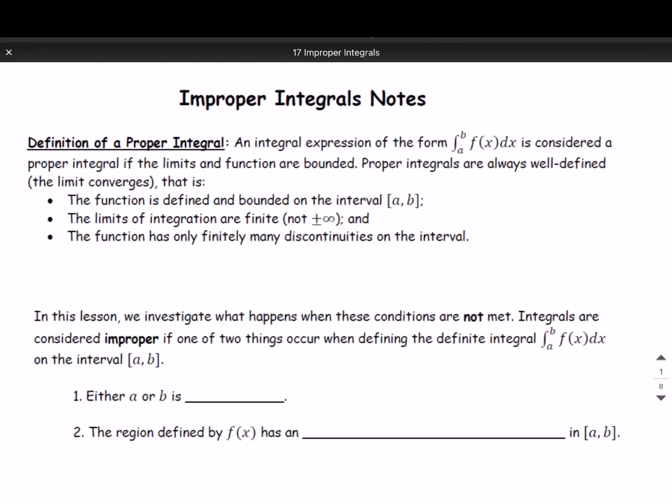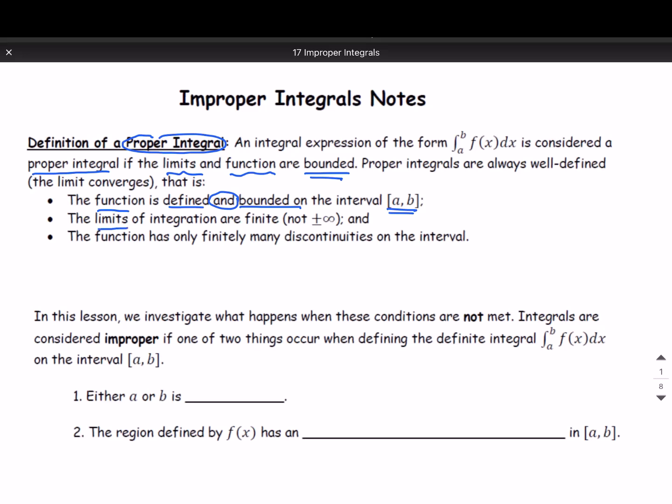Hello, my darlings. So far, up to now, we have always integrated what's called a proper integral, okay? An integral expression of the form, the integral from a to b of f of x dx, is considered a proper integral if the limits and the function are bounded. Proper integrals are always well defined, which means the limit converges, and that is the function is defined and bounded on the closed interval from a to b.